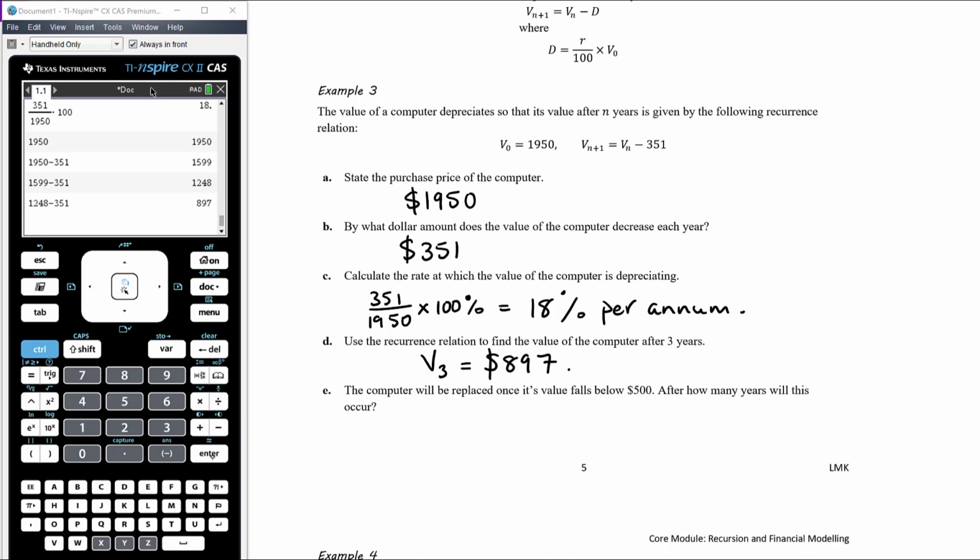The computer will be replaced once its value falls below $500. After how many years will this occur? So let's keep recurring. So this is after 4 years, not quite, after 5 years. So V5 is $195, so therefore it will be after 5 years. That's the first time the value goes below $500, even though it ends up quite a long way below $500.